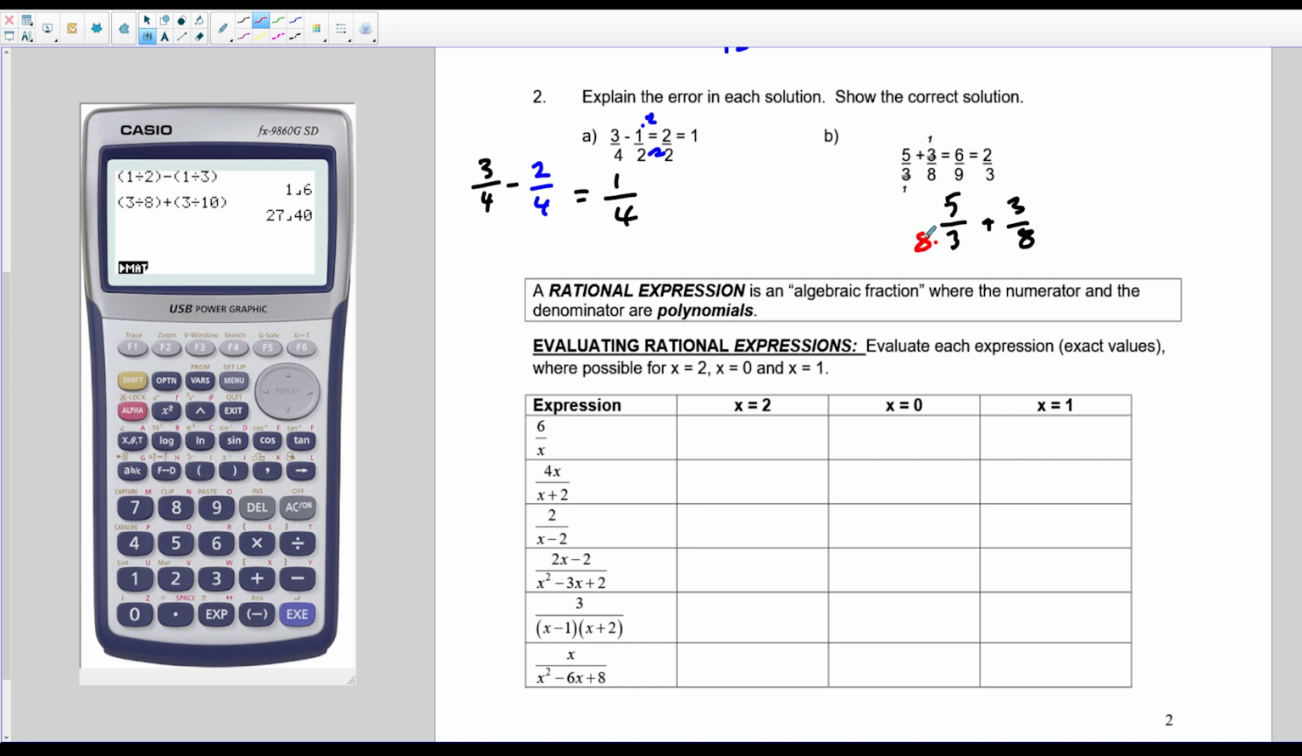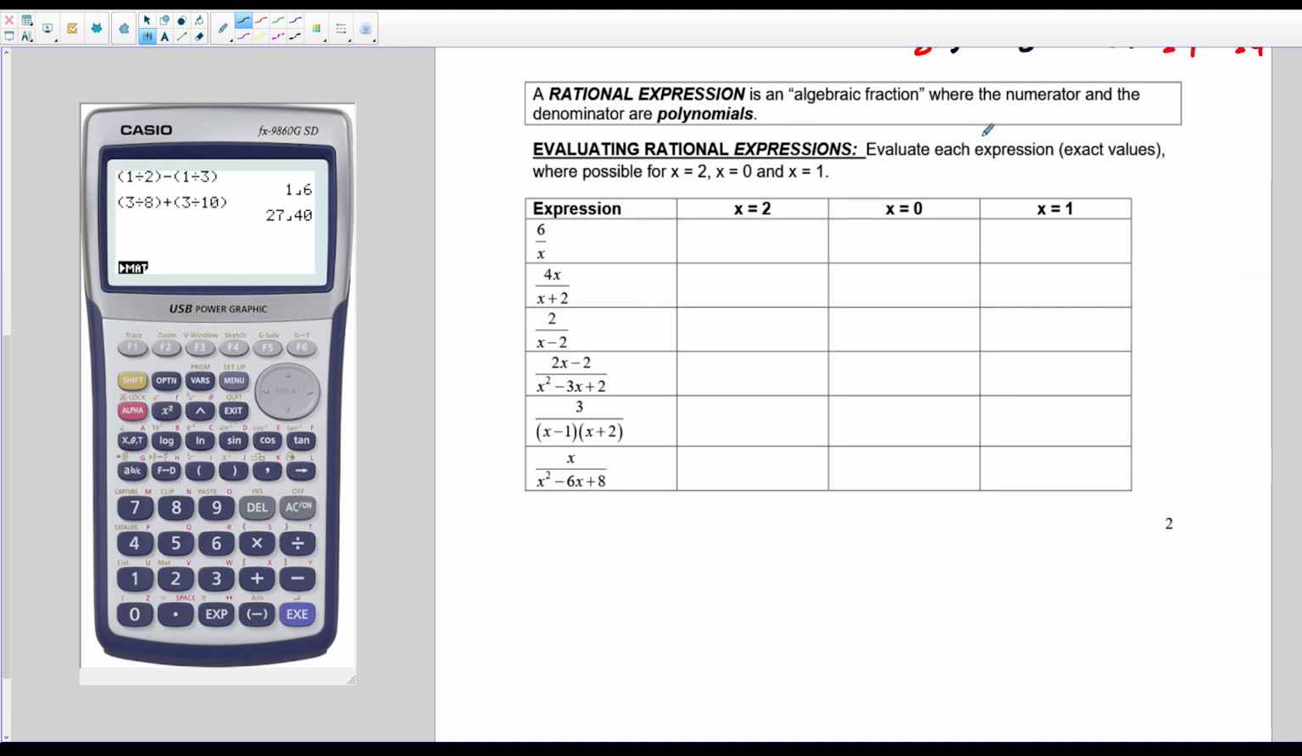So let's multiply this by 8 on the top and the bottom. Let's multiply this by 3 on the top and the bottom. And we end up with 40 over 24 plus 9 over 24. Then adding our numerators together, we end up with 49 over 24.